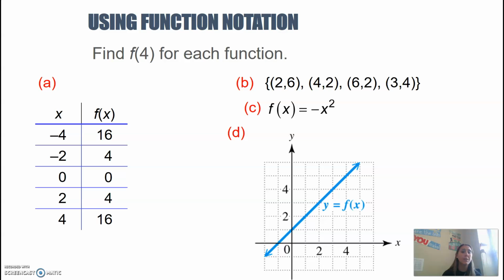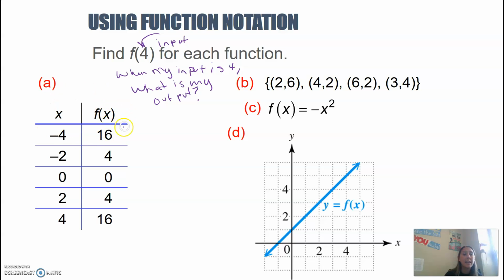Okay, so when we're going through something like this, this is saying find f of 4 for each function. So this question says, when my input, so this number inside of here, that is your input. So when my input is 4, what is my output? Okay, so that's what we're talking about. So x is our input, f of x or y's are output.